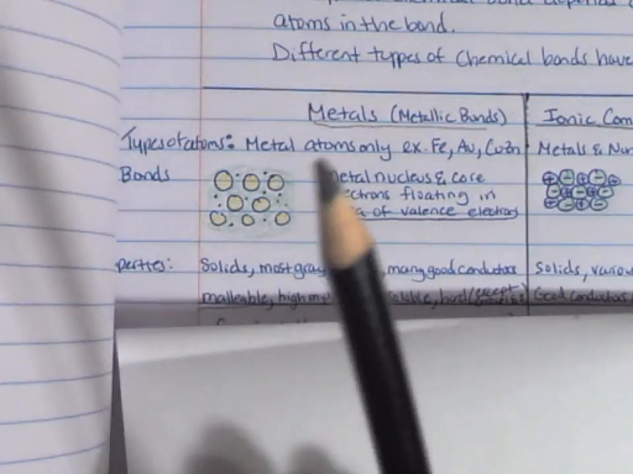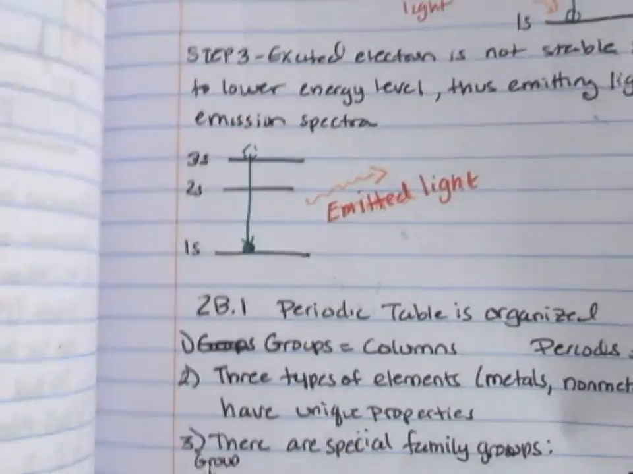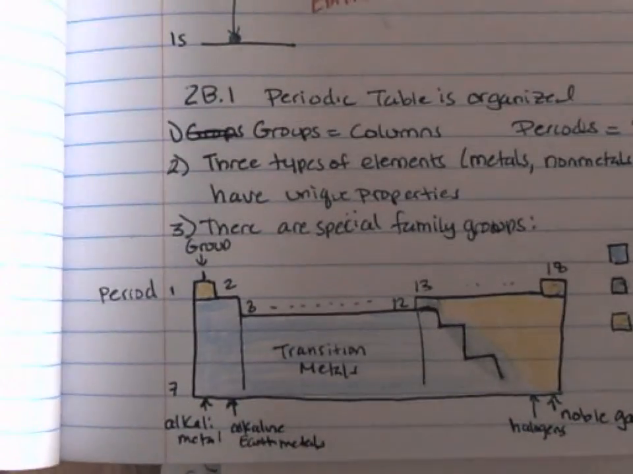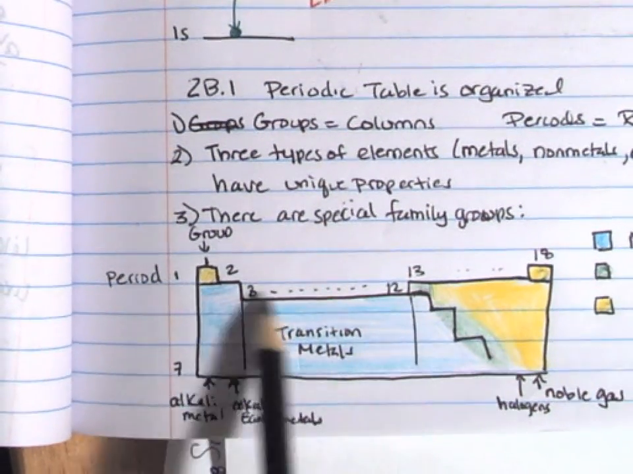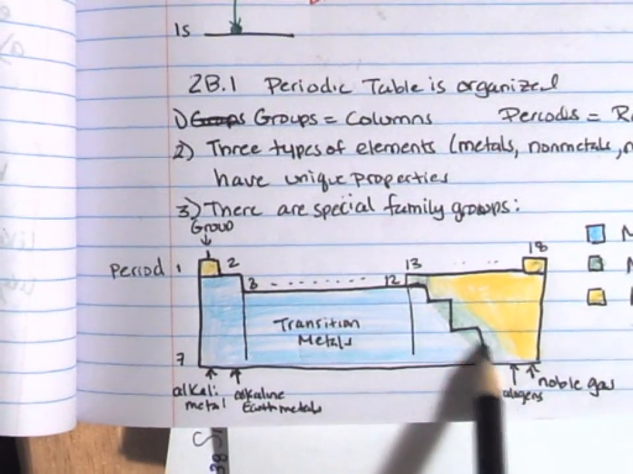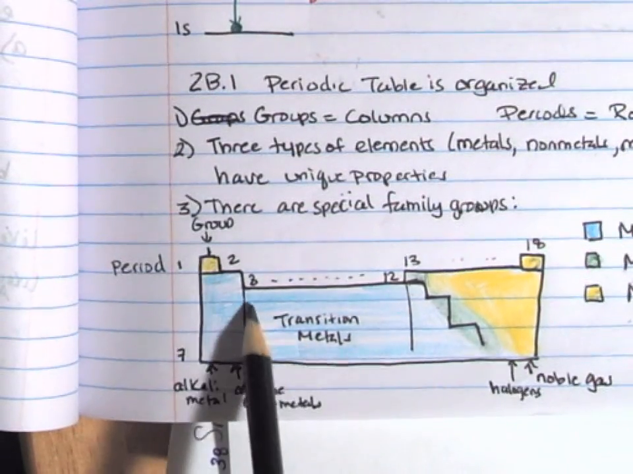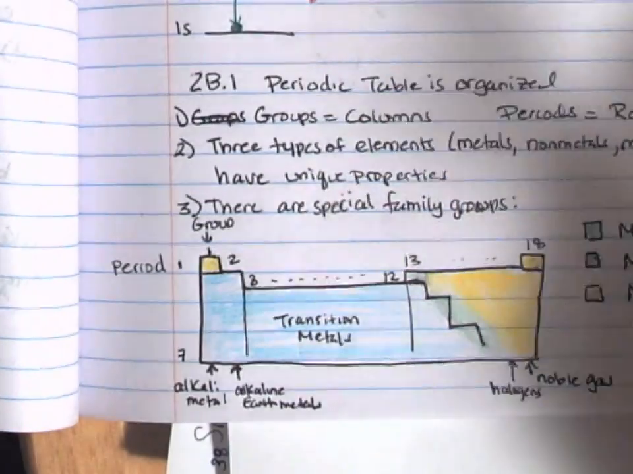Now, when I say metal atoms only, you may be thinking, what are you talking about? Remember the periodic table, and I'll just flip back into the notes there. If you look on your periodic table, you will see that the left-hand side and towards the middle, that's where you find the metals. The non-metals are on the right-hand side, and the metalloids are in between. So what you're looking for is if you have a molecule or a substance that only has atoms that are classified as metals, then you have metallic bonds.